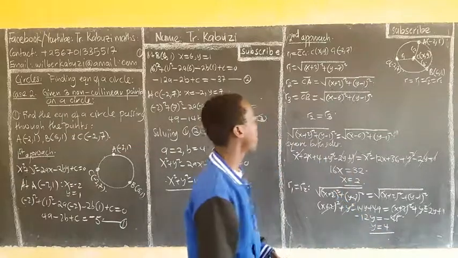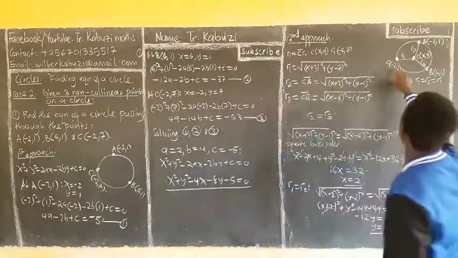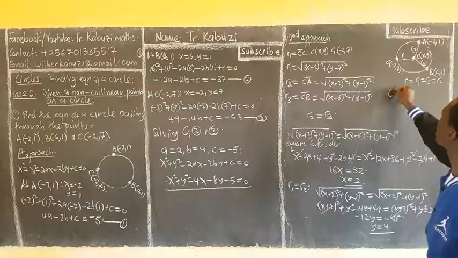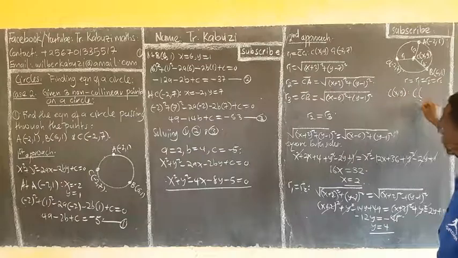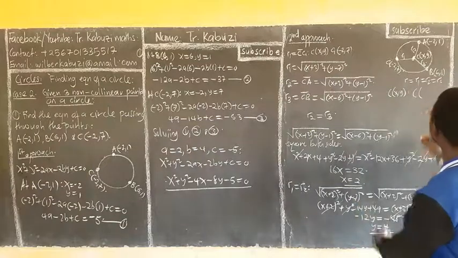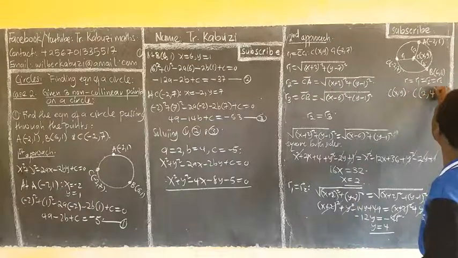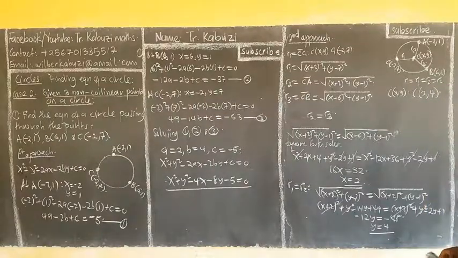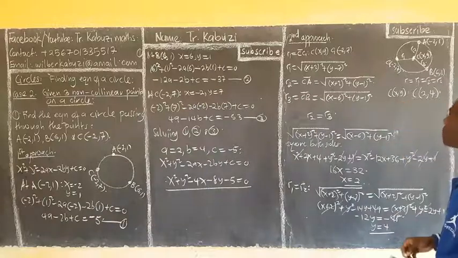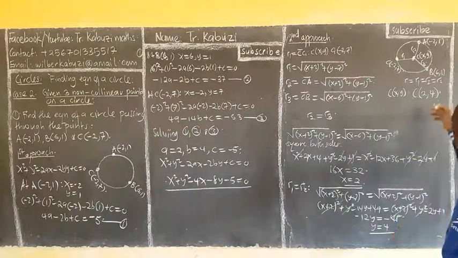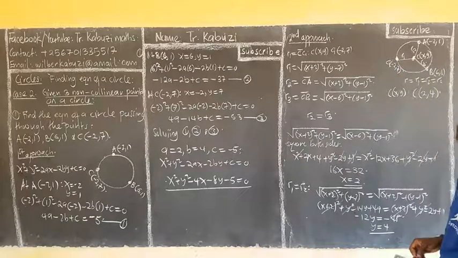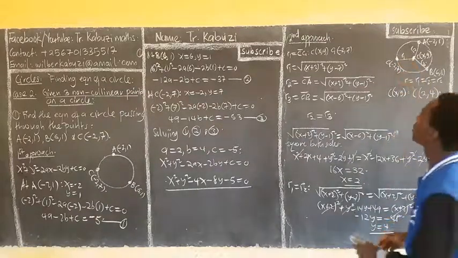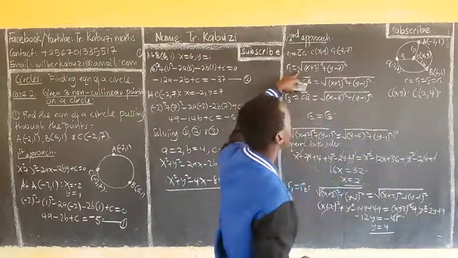So now I have the coordinates of the center. Our center is (x, y), which is now x equal to 2, comma, y equal to 4. So all I'm missing is the radius. How do I get the radius? R is my radius. From here, I can easily get my radius. Because I have this point and now I have this one, my radius R1, you just come here and substitute.